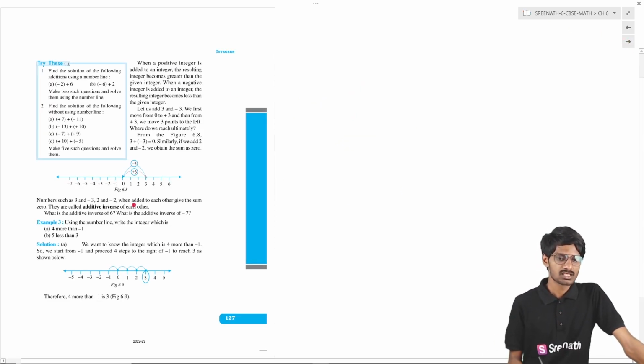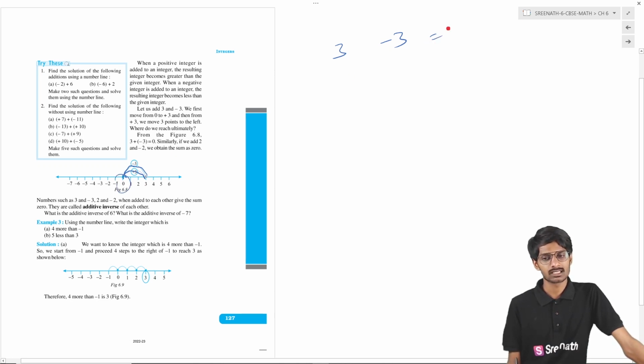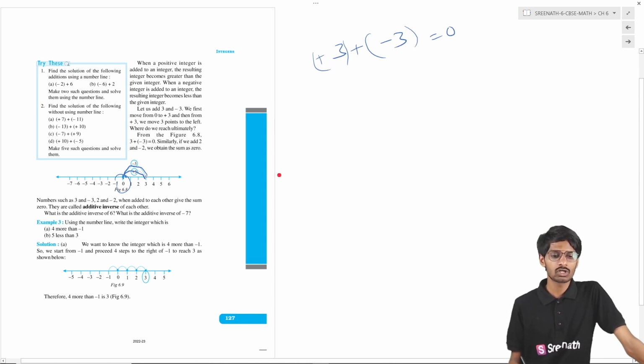Next thing is, suppose you are adding 3 and minus 3, what happens? You have moved from 0 to the place 3, and again you have moved from 3 to minus 3. You have regained that portion. So the final answer is 0. So we call both of them the additive inverse of each other.